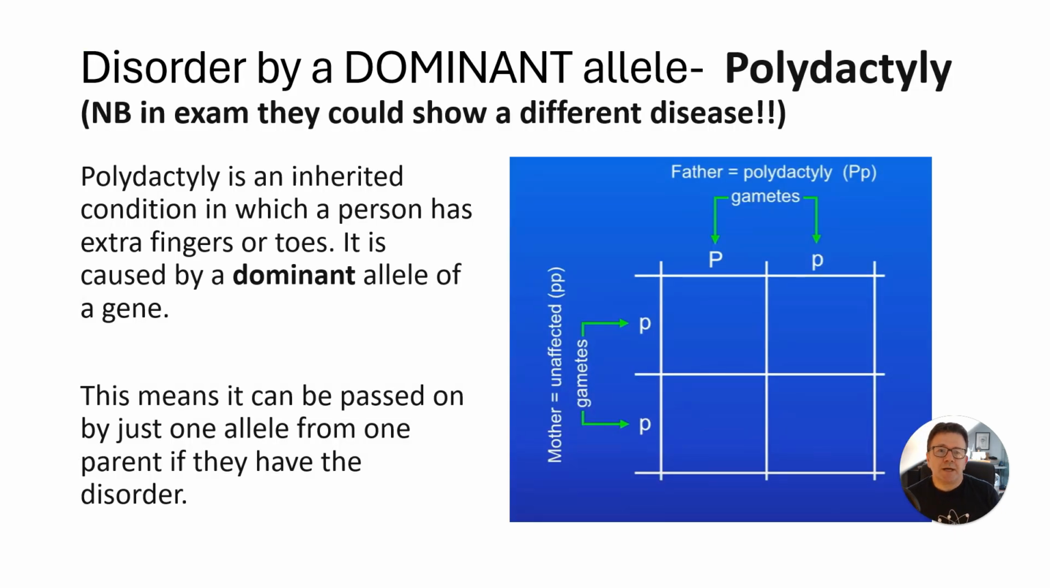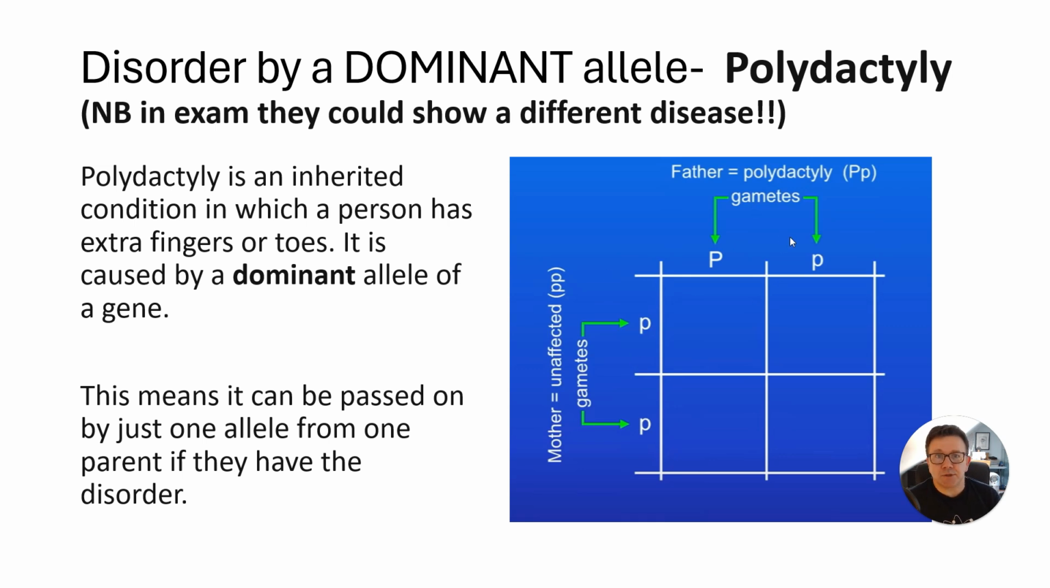So here's a disorder caused by a dominant allele. They could show you a different disease, so be very, very aware of what type of allele determines the genetic disorder. Remember, it's a mutation of an allele. Polydactyly is when you have extra fingers or toes. It's caused by a dominant allele, so it can be passed on by just one allele.